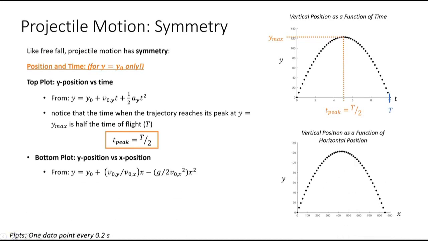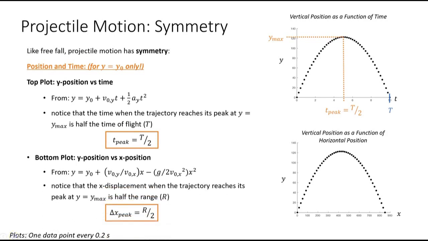All right, next let's think about y position versus x position, where I've plotted these data points all as functions of time, with a data point every 0.2 seconds. To create this plot, I've used the relationship between y at a particular time and x at a particular time that we derived at the end of the last video lecture. Now looking at this plot, we can see that the x position, or the displacement in the x direction, when this projectile reaches its peak is exactly half of the total range of the projectile.